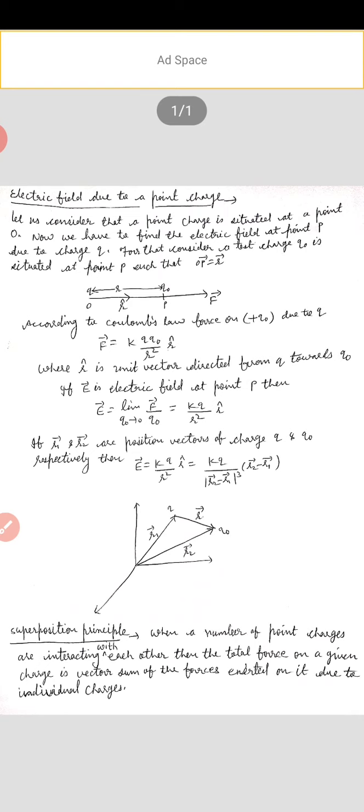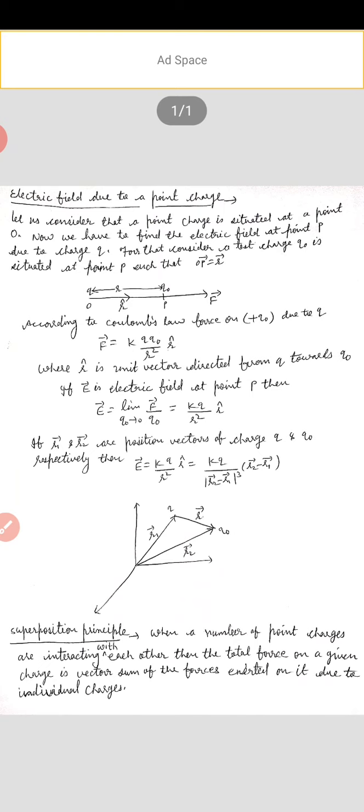Superposition principle. What is superposition principle? According to the superposition principle, when a number of point charges are interacting with each other, then the total force on a given charge is vector sum of the forces exerted on it due to individual charges.